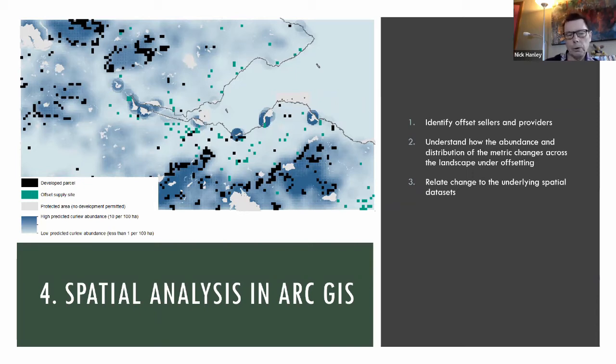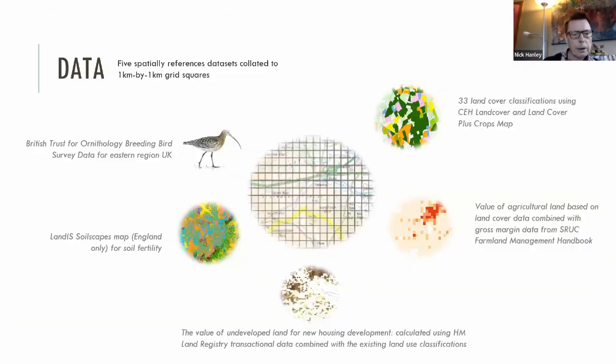And then the spatial analysis in ArcGIS is just going to store the data that we start with to estimate the model, but it's also going to display the outputs in terms of where the new houses get built, where the offset supply sites locate, and where there are gains and losses in, for example, in this case, curlews. So that's how it's all going to work.